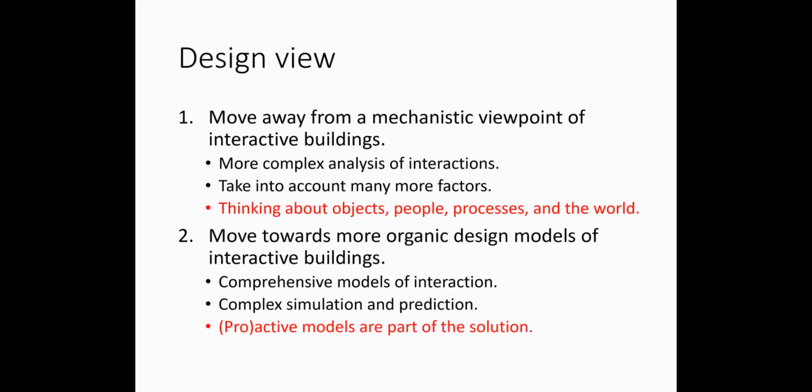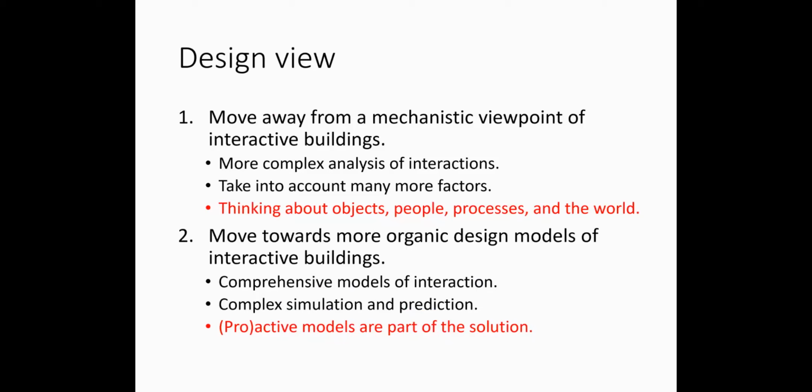For us as designers, it means that we have to change the way we think about architecture and how we organize our design processes. We have to move away from a mechanistic viewpoint of interactive buildings and think much more about the objects, the people, the processes, and the world in which these objects are situated. And key to understanding that and key to designing that in a successful way is to make more organic design models of these interactive buildings.